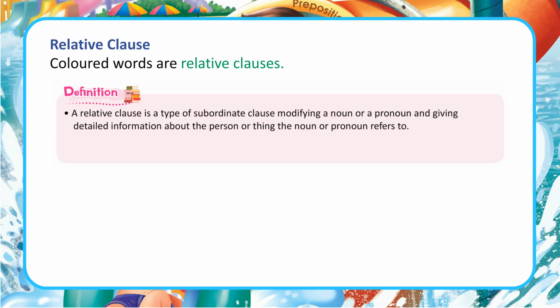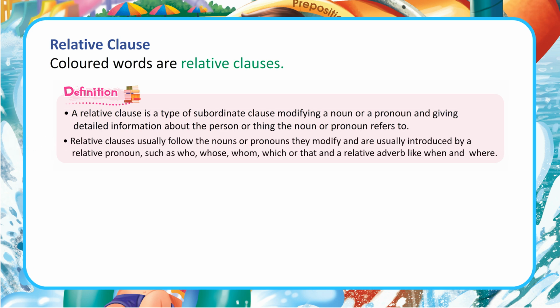Definition. A relative clause is a type of subordinate clause modifying a noun or a pronoun and giving detailed information about the person or thing the noun or pronoun refers to. Relative clauses usually follow the nouns or pronouns they modify and are usually introduced by a relative pronoun, such as who, whose, whom, which or that, and a relative adverb like when and where.